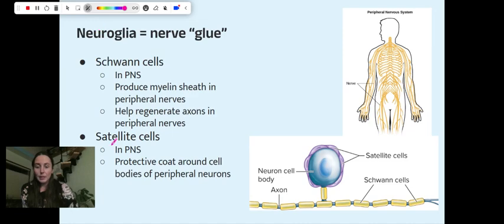The last one is our satellite cells. They are also just in the peripheral nervous system. This is just creating like a protective coat around the cell. So you can see we have our neuron cell right here, and those satellite cells are the purple ones on the outside. It's just protection for our nerve cells in our peripheral nervous system.